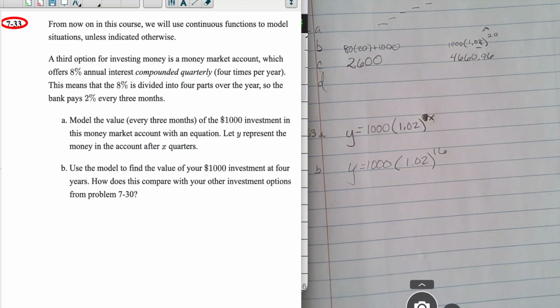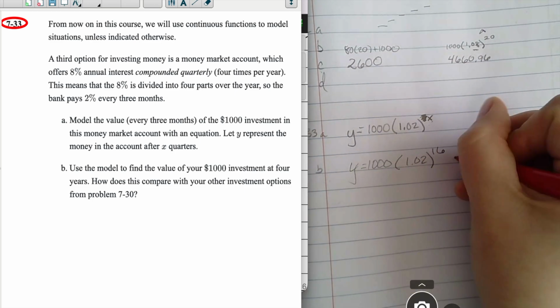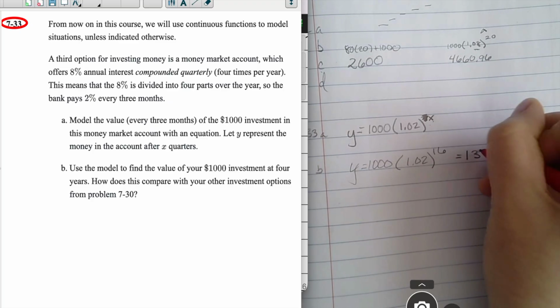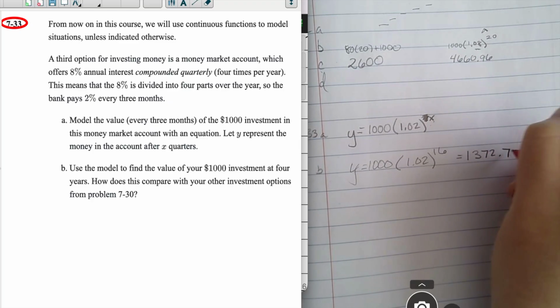Okay, so in my calculator, 1,000 times 1.02 to the 16 power, which gives me $1,372.79.